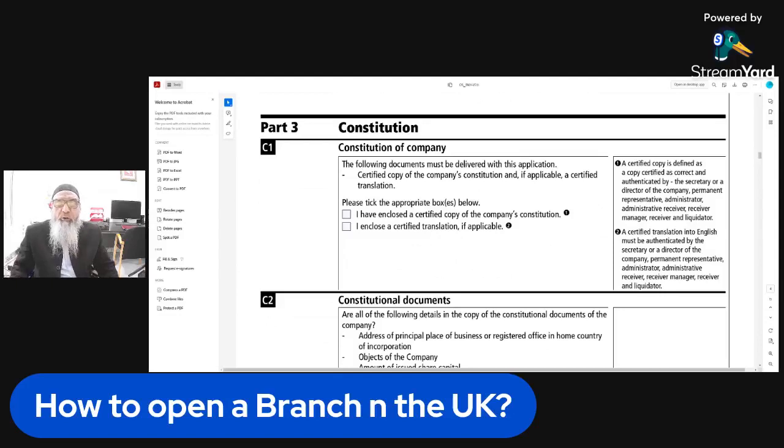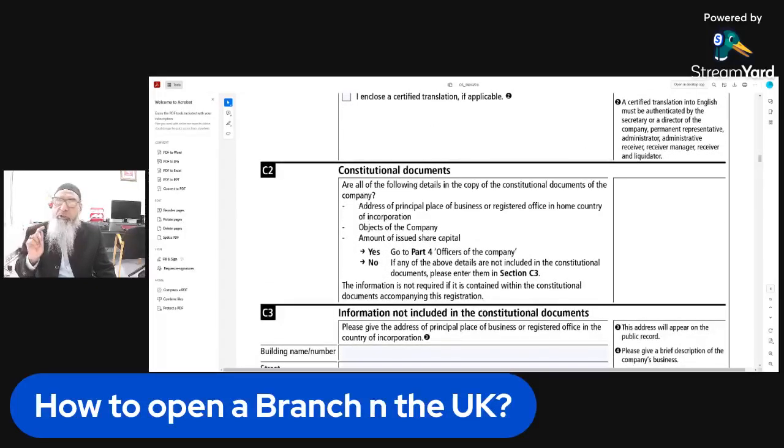The following documents must be delivered with this application: a certified copy of the company's constitution, and if applicable, a certified translation. Please tick the appropriate box below. I have enclosed a certified copy of the company's constitution. I enclose a certified translation if applicable. Then question C2, constitutional documents.